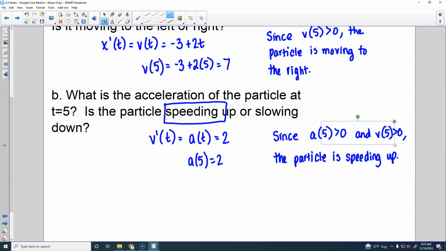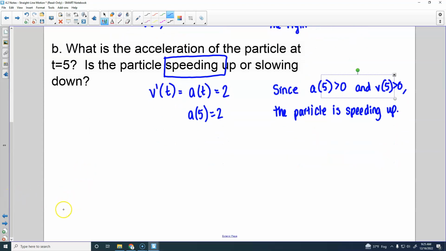You're slowing down. So let's make a chart for this. This is the answer for this problem, but let's make a chart that would consider all the possibilities. So let's think about V of t and A of t, and then we're going to think about what speed is doing.